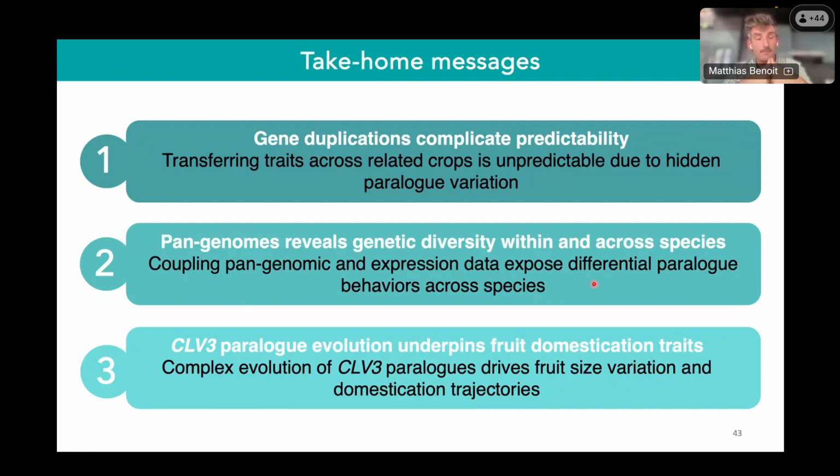And that specific example of CLAVATA3 and the CLAVATA3 paralogs really underpins fruit domestication traits. The complex evolution of those paralogs has driven fruit size variation and domestication trajectories differently in different but related crop species such as tomato and African eggplant.